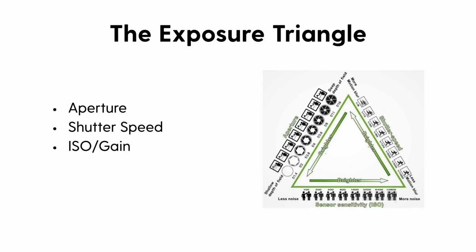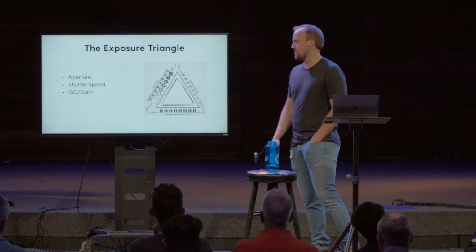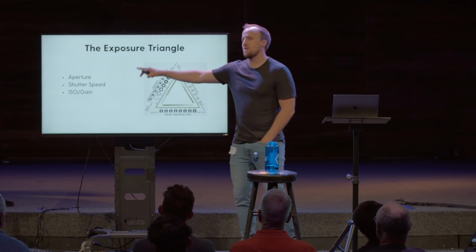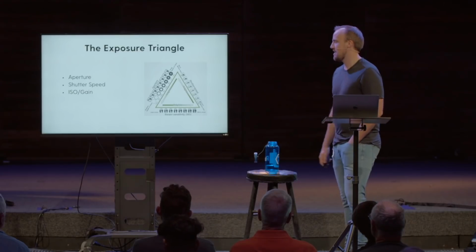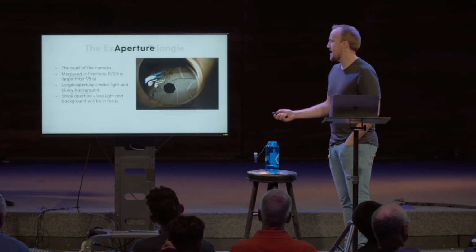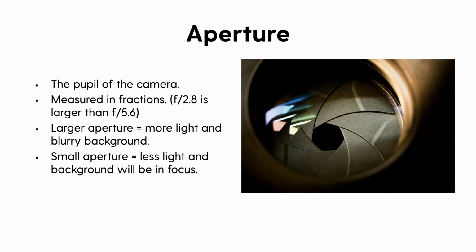The exposure triangle. I'll get behind the camera in a few moments to unpack this more, but aperture, shutter speed, and ISO, gain. These are the three big ones we have to get right when we're setting manual exposure on a camera. This is a helpful little diagram. I'll have a bigger picture of it later on that we'll look at.